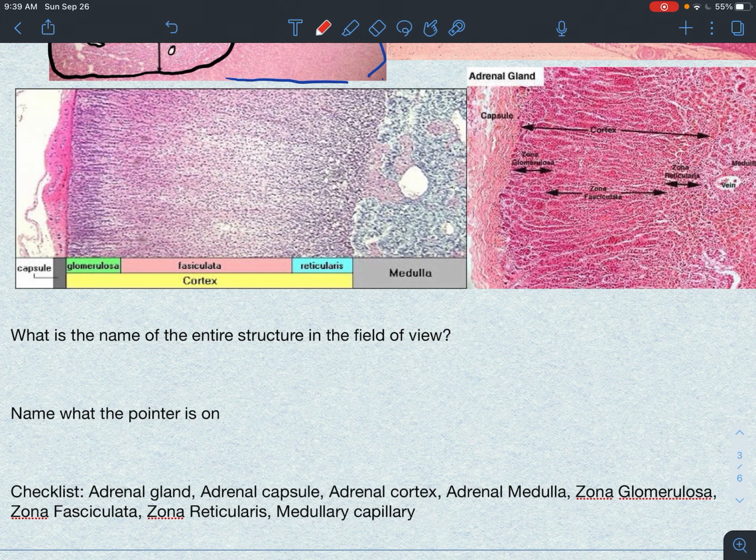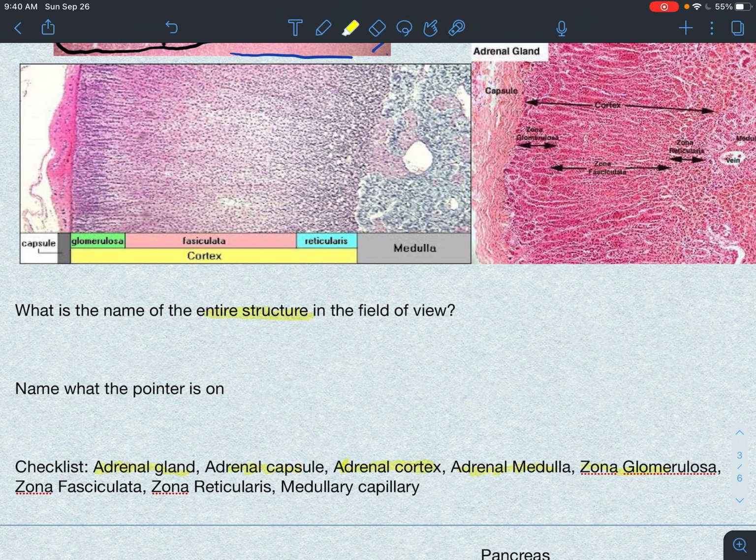Let's first look at what some of the common questions can be. What is the name of the entire structure? Well, then you would want to say adrenal gland. There's your checklist. We can put the pointer on the adrenal capsule. We can ask you what the overall part there is. It would be the cortex or the medulla. And then more specifically, we could ask you for the zona glomerulosa, fasciculata, reticularis, and then finally that blood vessel, we could call it the medullary capillary. Okay.